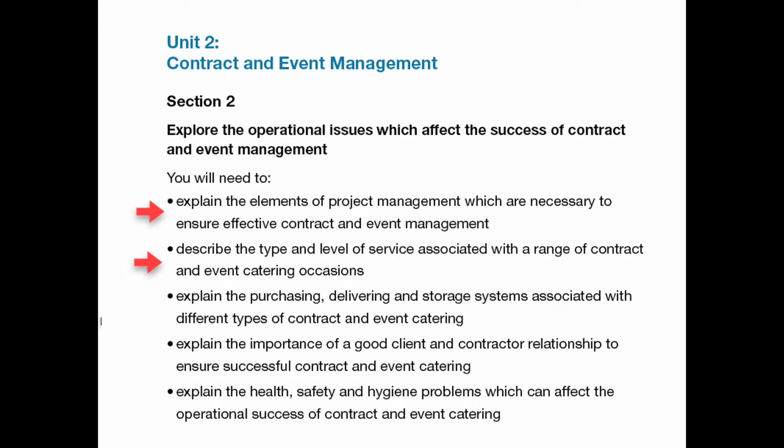Here you need to select a small range of different types of contract and event and describe the purchasing, delivering and storage systems found in each type. For this bullet point, you need to discuss why the client-contractor relationship at each stage from start to finish is so critical, including giving examples of how a poor relationship can have negative repercussions on the contract and event itself and on the reputation of the provider.